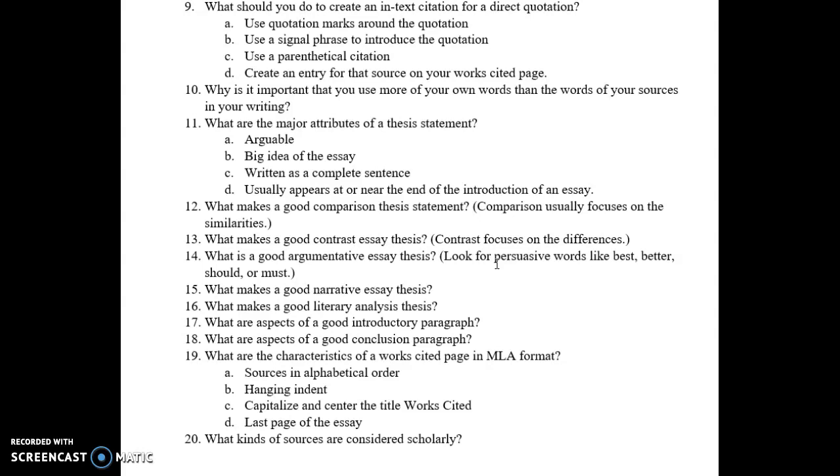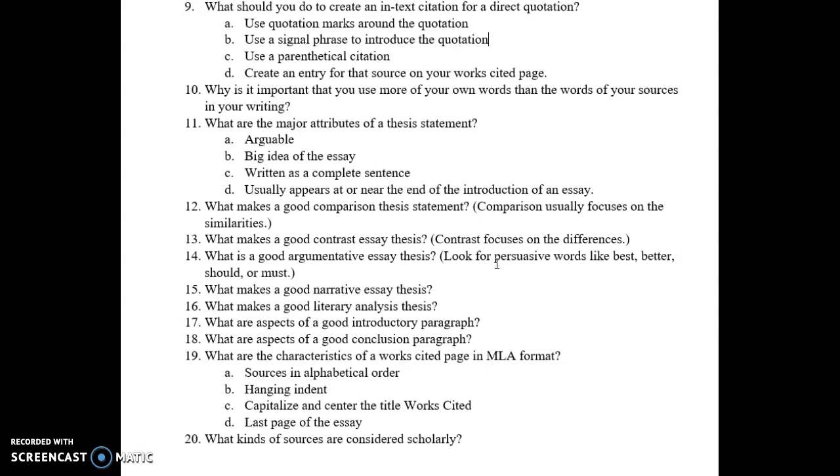It should be the big idea of the essay, and it should be written as one complete sentence, not a fragment. It shouldn't be a whole bunch of sentences. Sometimes you can have 2 sentences to create your thesis, but generally when someone is asking for a thesis statement, they mean one complete sentence that presents an arguable point that you are going to defend in your essay. And that goes at the end of the introduction of the essay.